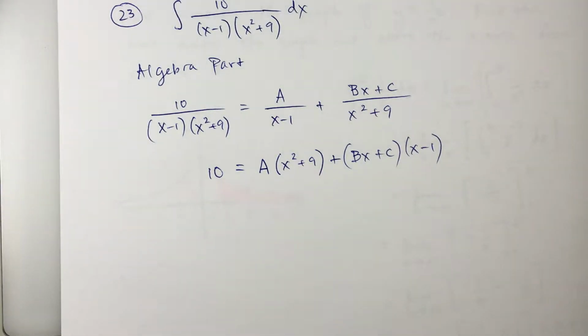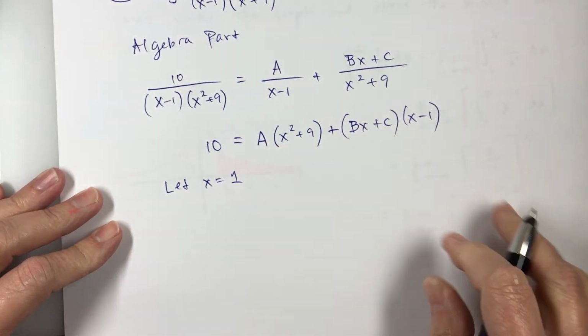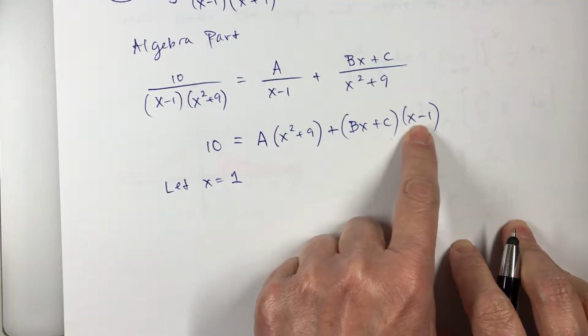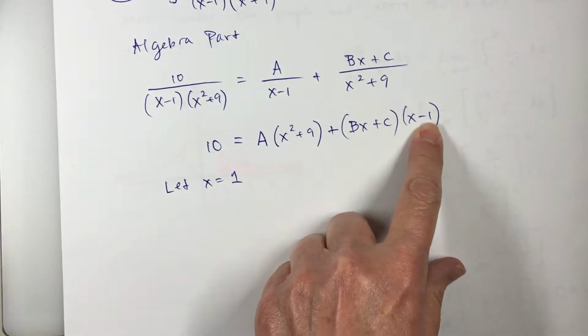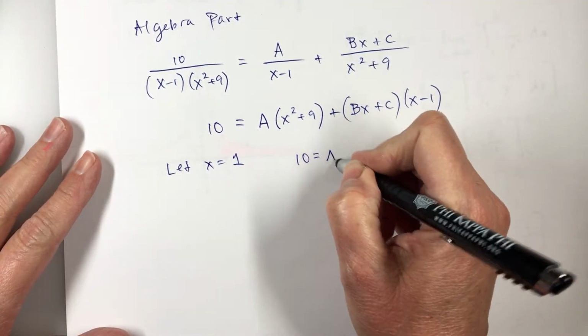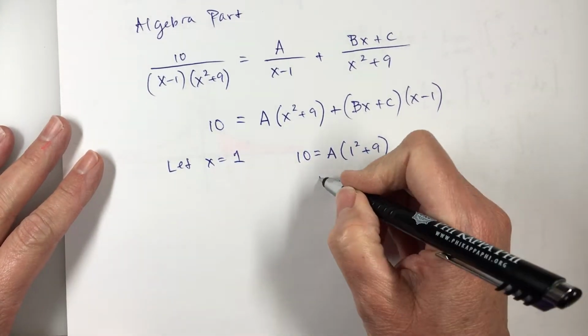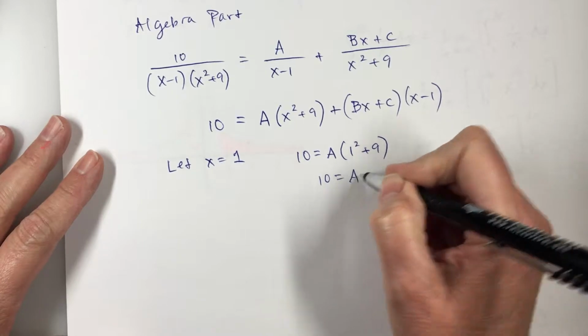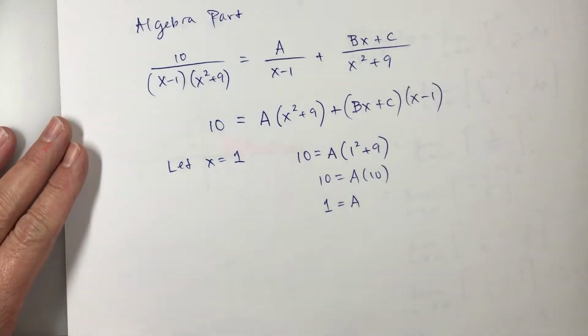At this point, I'm going to pick some values for x, like let x equal 1. If I pick 1, that is going to give me Bx plus C times 0, so it wipes all this out. And I'm going to have 10 equals A times 1 squared plus 9. So 10 equals A times 10. Divide both sides by 10, and we get that A equals 1.